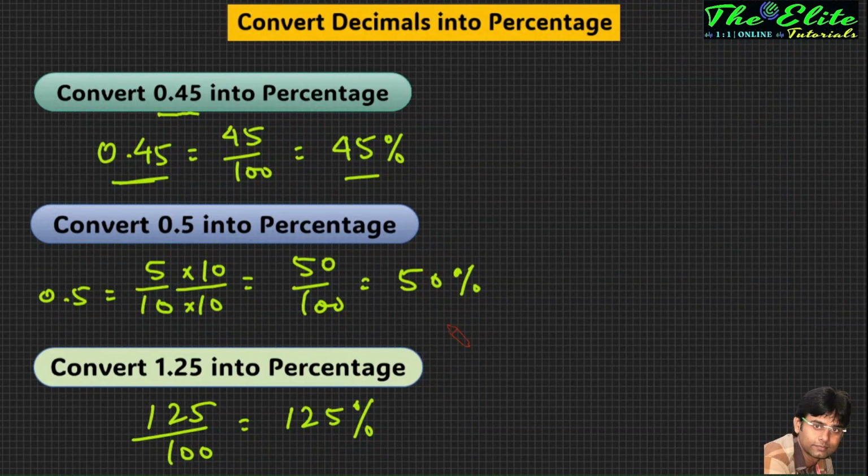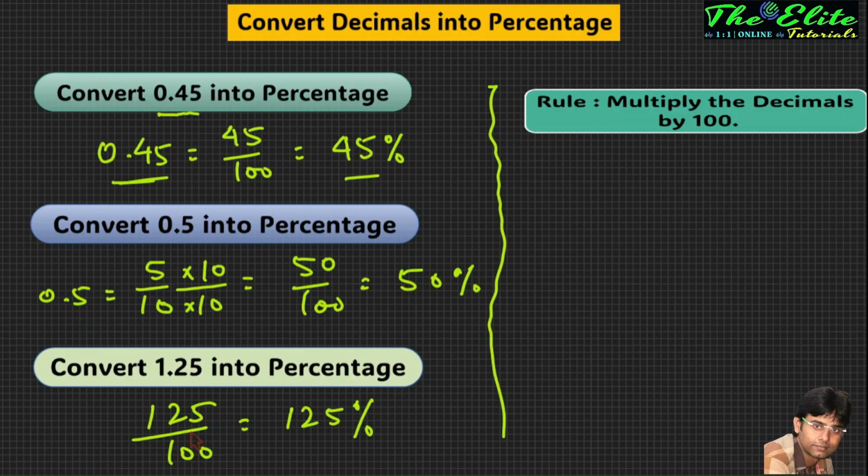Okay, so what is the rule? Multiply the decimals by 100. That is the rule. See how it goes like, okay, multiply the decimal by 100. And this is the rule here. Multiply the decimals by 100. So your decimal number is 0.45. If you are asked to multiply this by 100, what will it give you? It will give you 45, right? And you can write the percentage sign.